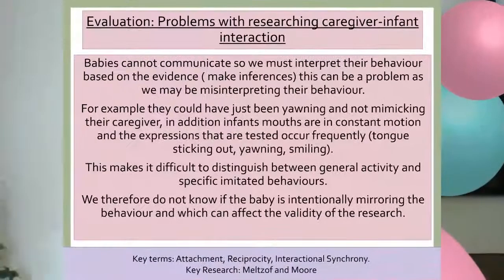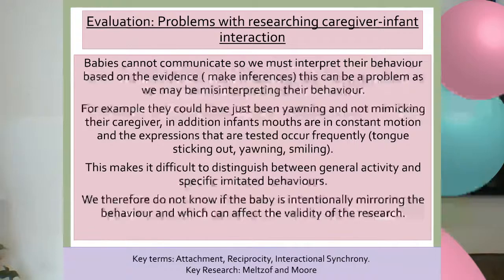So the first one, this is one whole point, but I've split it down because there's quite a lot of detail in there. And it links to that idea of the internal validity of the research. Because babies can't communicate, we have to make inferences. So we have to infer their behaviour. We have to guess what they're doing and guess the reasons why they're doing something, because they can't tell us that, and they can't elaborate on what they've done or explain things to us.